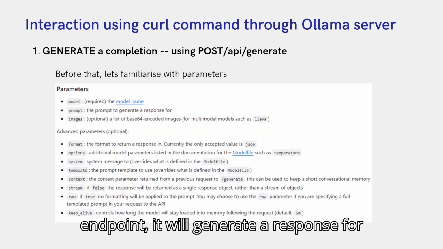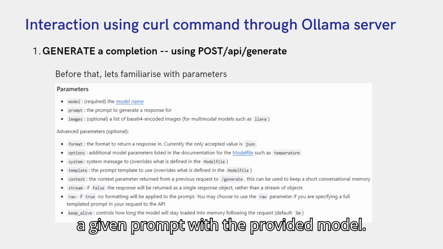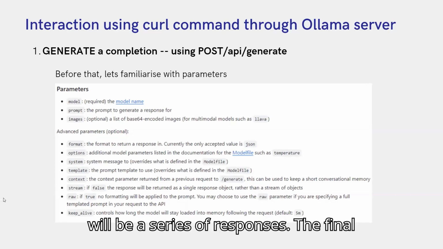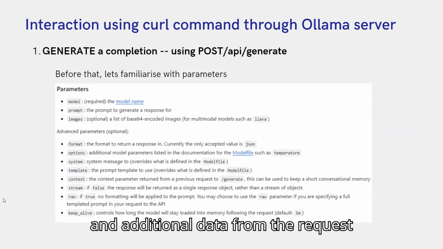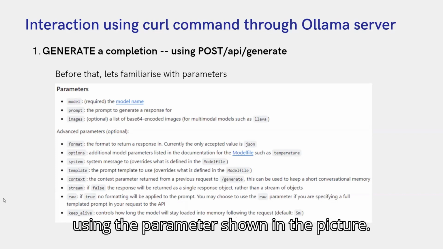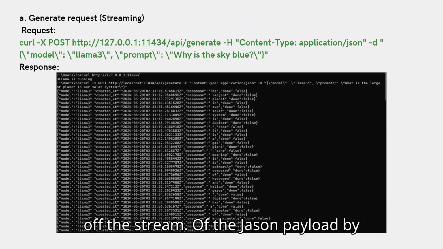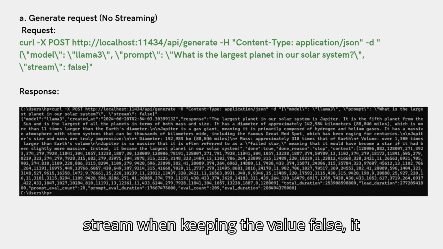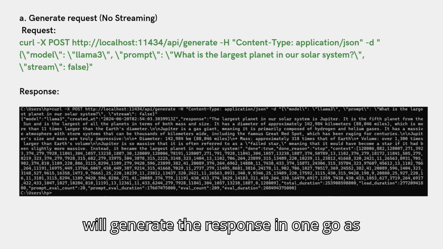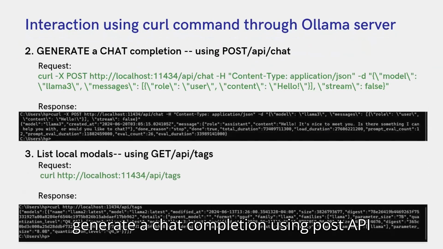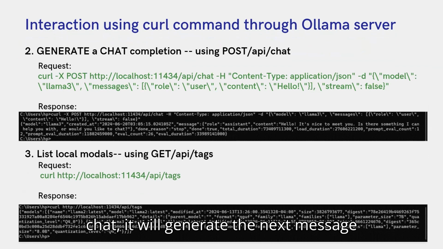Using this generate API endpoint, it will generate a response for a given prompt with a provided model. This is a streaming endpoint, so there will be a series of responses. The final response object will include statistics and additional data from the request using the parameters shown in the picture. In the curl command, you can turn the stream of the JSON payload on and off by keeping the value of stream as true or false. For no stream, when keeping the value false, it will generate the response in one go, as you can see on the screen.